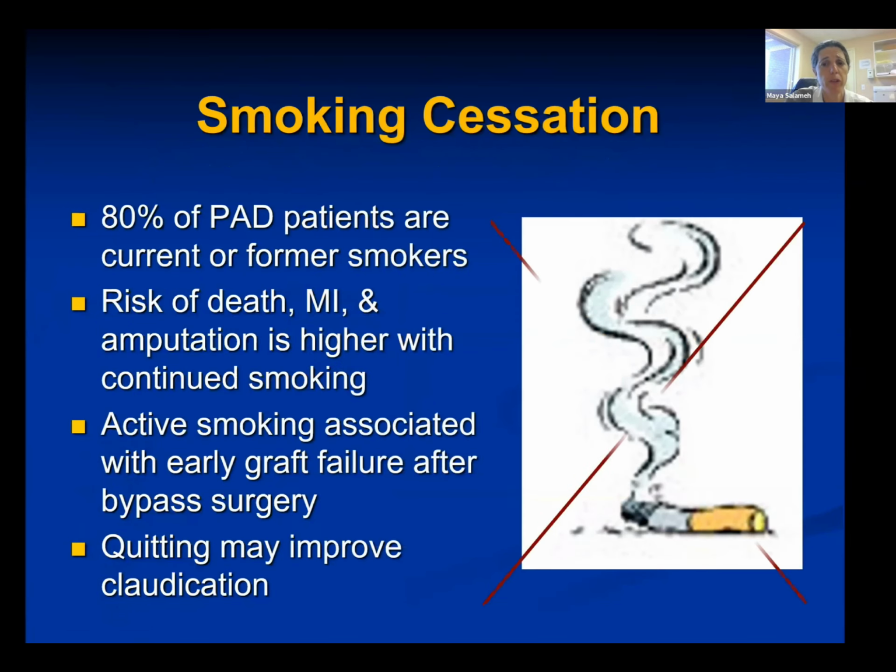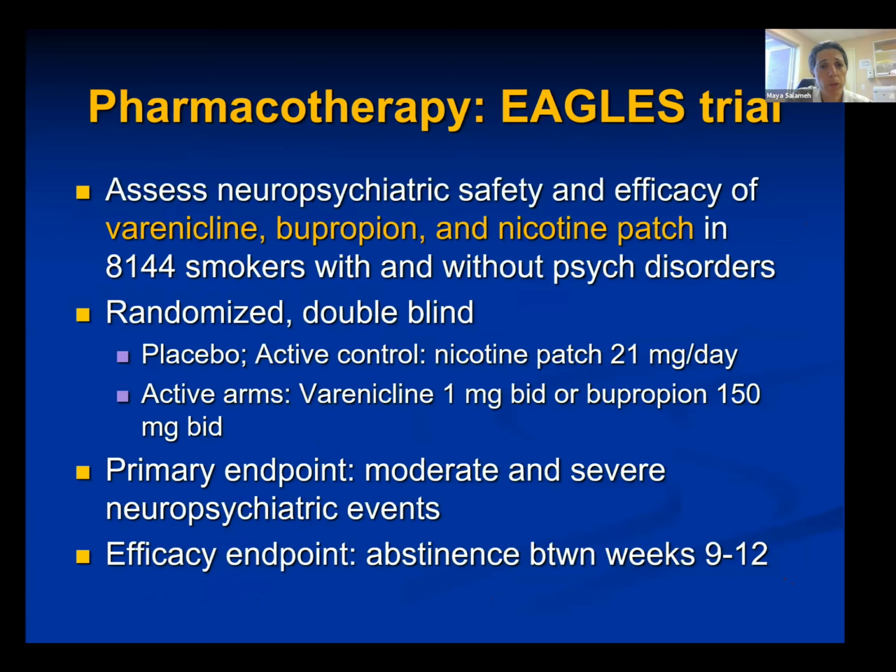So obviously smoking cessation is an important part of what we do. 80% of our patients are either current or former smokers. We know that the risk of death, MI, and amputation is higher if the patients keep smoking, and they're also at increased risk for early graft failure if they have bypass surgery. There are multiple agents available to help pharmacologically with smoking cessation in addition to behavioral modifications.